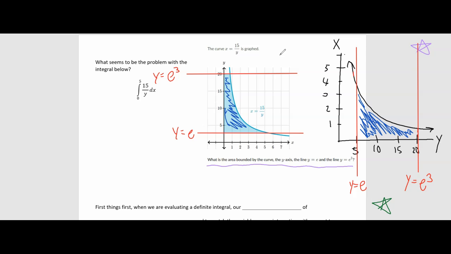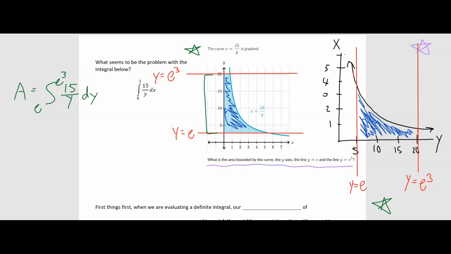Well, I'm going to take the integral. So the area is equal to the integral from e to e cubed. My function is 15 over y, right? It's in terms of y. And I'm going to be differentiating with respect to y. It's going to come out to be the same thing if I look at this graph over here, right? Then I can look at it, how it was given to me.